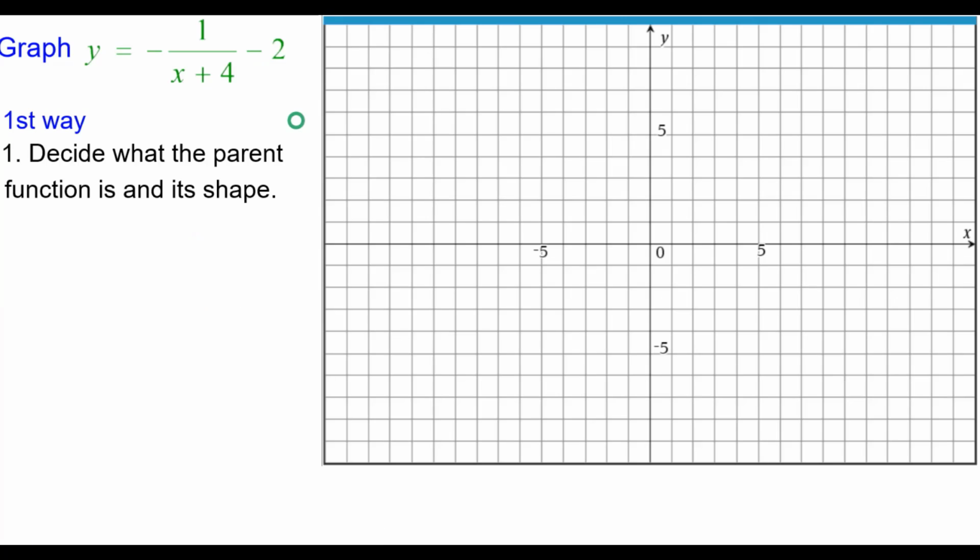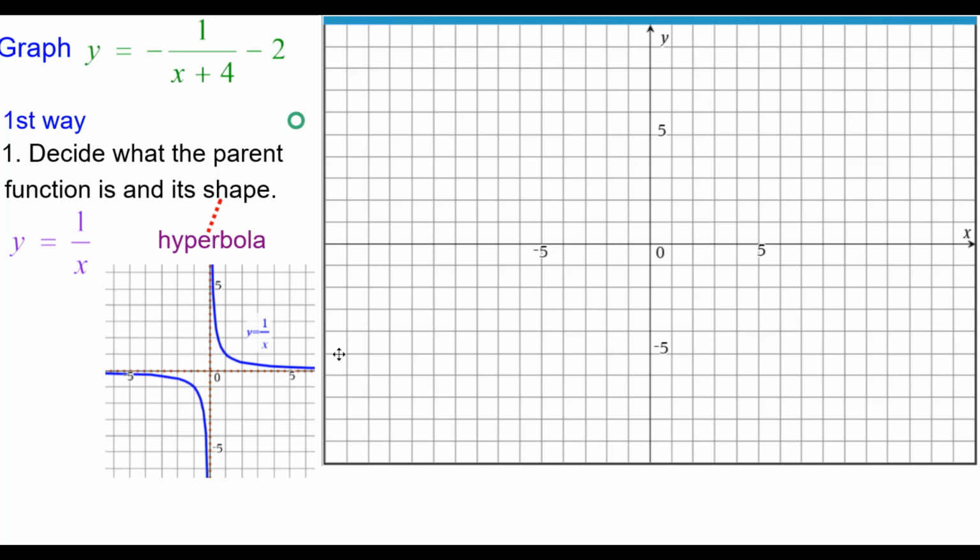So this is the first way, and we need to decide what the parent function is and its shape. Parent function is y equals 1 over x, the reciprocal function, and its shape is a hyperbola. And this is the standard hyperbola, the parent function, with two asymptotes that are perpendicular to each other. We need to keep thinking of that as we're doing this graph.